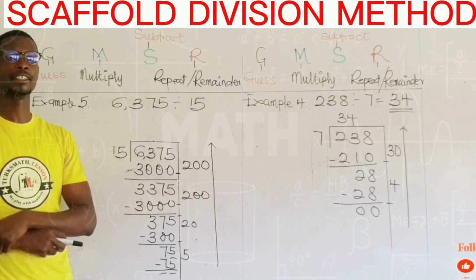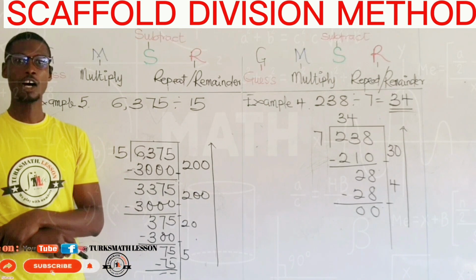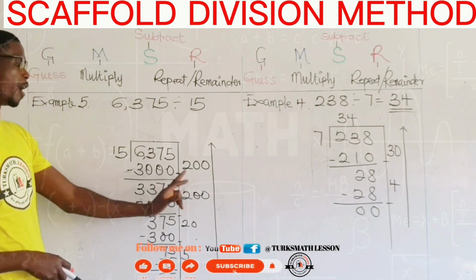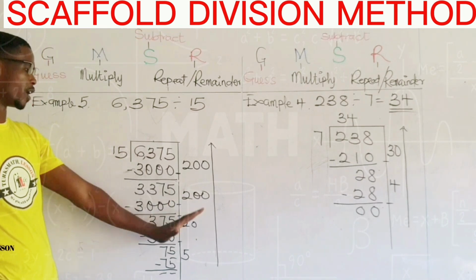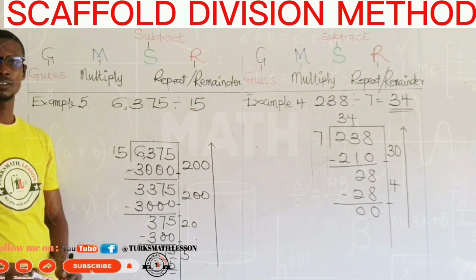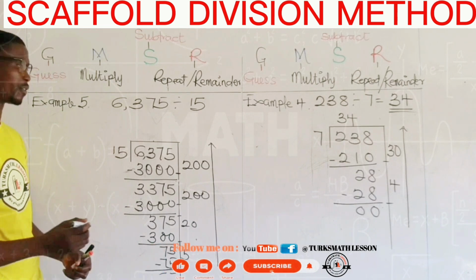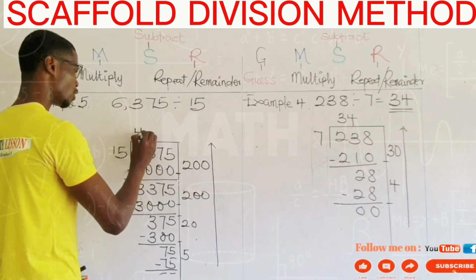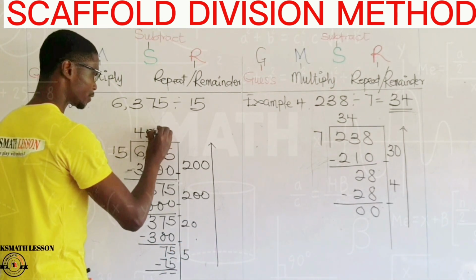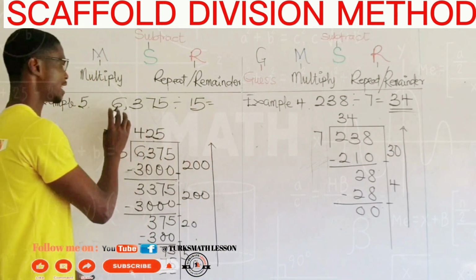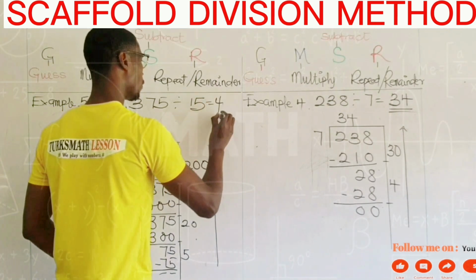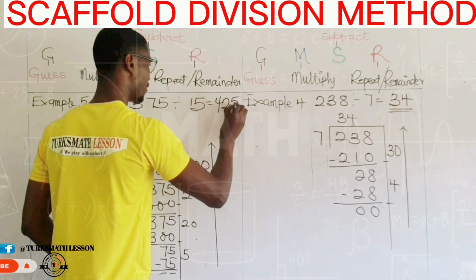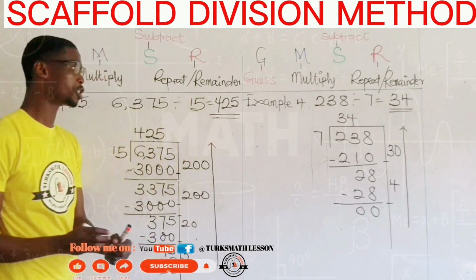200 plus 200. 400. Are you sure? Yes. Very good. 400 plus 20. 420. 420 plus 5. 425. So you are going to have 400 and what? 25. So therefore, 6,375 divided by 50 is 425. This is our quotient.